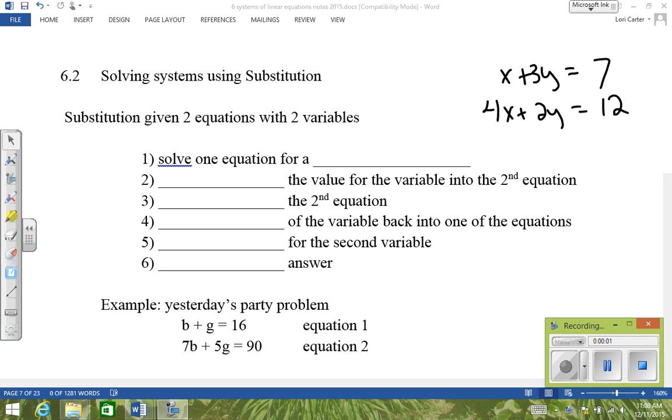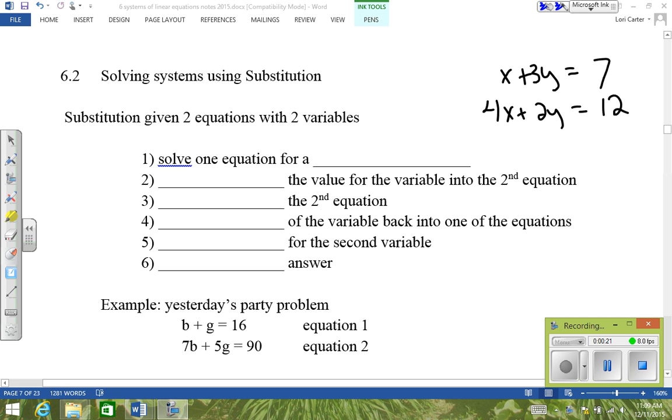We're starting off with two equations just like before. Now, when you look at my two equations up here, we're looking at the coefficients, or the numbers in front. Which variable is easiest to solve for? X. Because why? It has no coefficient. Yeah, it has a coefficient of 1.